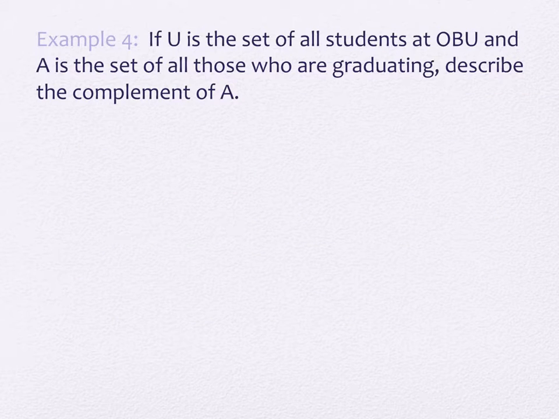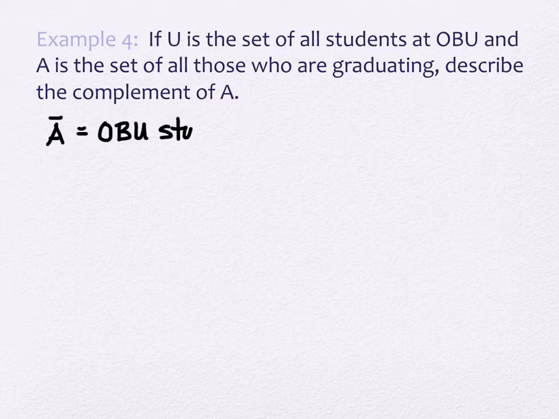And what we're going to do next is we're going to describe a set. If U is the set of all students at OBU, and A is the set of those who are graduating, describe what the complement of A would be. So what would the complement of A be? That is the A with the bar on top. Yeah, and we'll be real specific. Brianna, we're going to write down the OBU students not graduating.